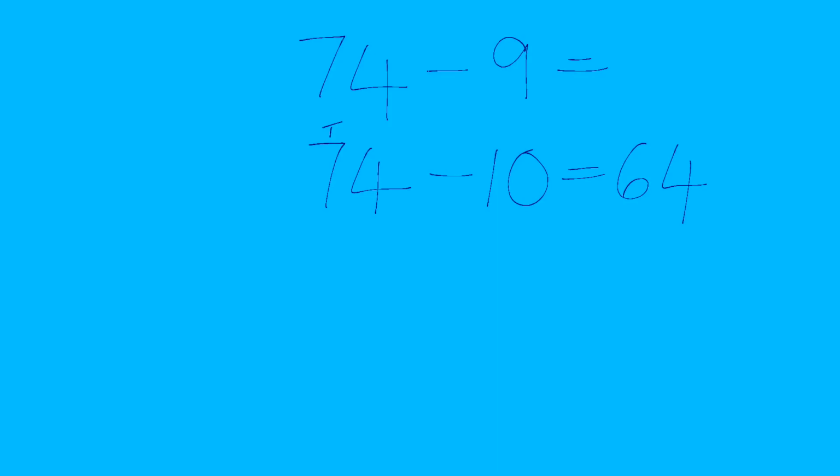Now, the problem was the question asked us to subtract 9, but we've actually subtracted 10. We've subtracted 1 too many, so this is where we need to adjust. Because we took away 1 too many, we need to adjust by adding that 1 back on. So we have 64, we're going to add 1, and that makes 65. So our answer to 74 take away 9 is 65. Let's try another question.